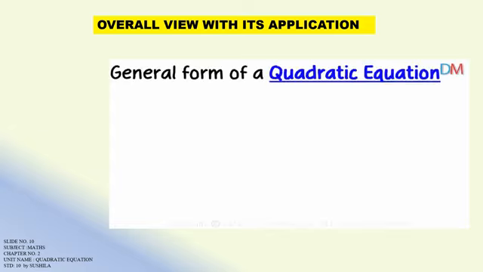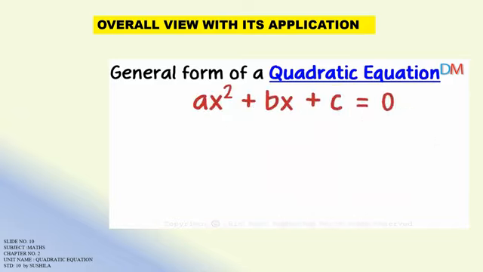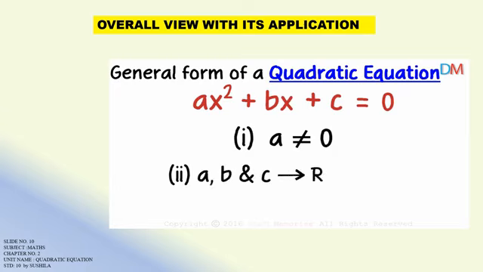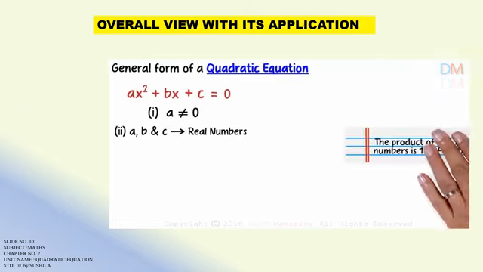Do you know the general form of a quadratic equation? It's ax squared plus bx plus c equals 0. And don't forget the important conditions: a is not equal to 0, and a, b and c are real numbers. Now I will give you a couple of interesting examples which we need to express using equations. Here's the first one.